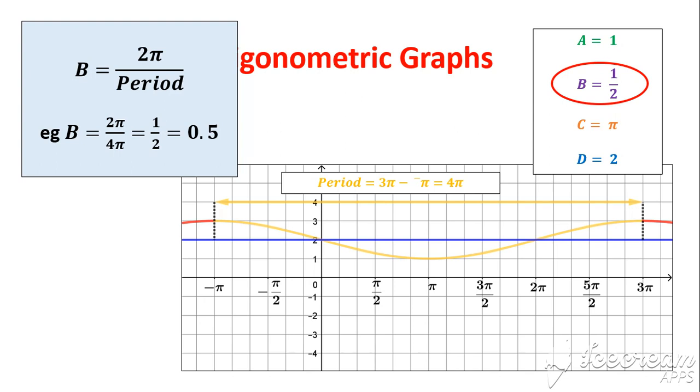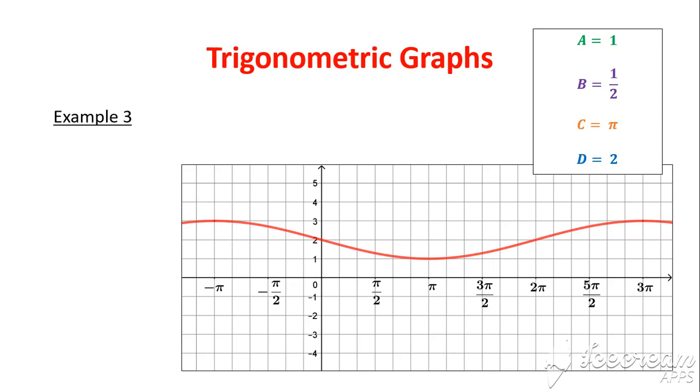So we can put it all together now. We've worked out a, b, c, and d to get y is equal to 1, and we don't need the 1 there, by the way, sine, b up the front, half, bracket, x plus pi, close bracket, plus 2.